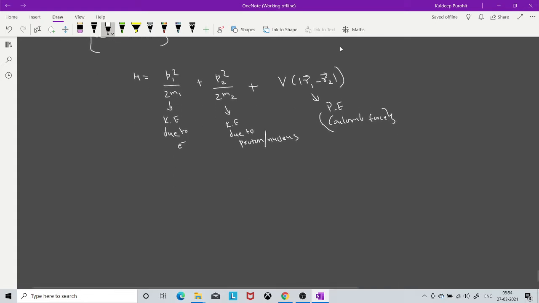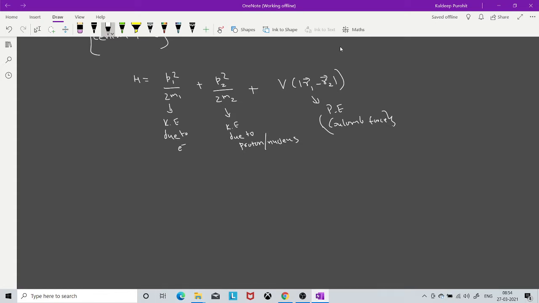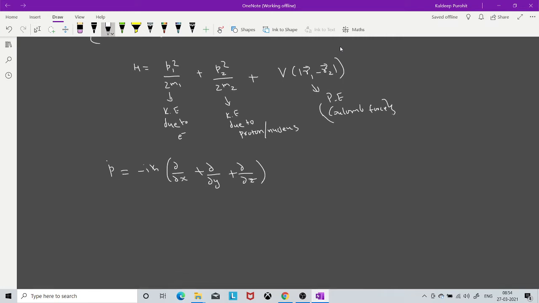So we now have these terms in three dimensions. We are all aware that P will be equal to minus i h cut times del by del x plus del by del y plus del by del z. This is the expression of the momentum operator in three dimensions. Here there are two momentum operators, one for the electron and one for the proton. Since it is p square, it will be minus h cut square del square by del x1 square plus del square by del y1 square plus del square by del z1 square into psi, which is a function of r1 comma r2.